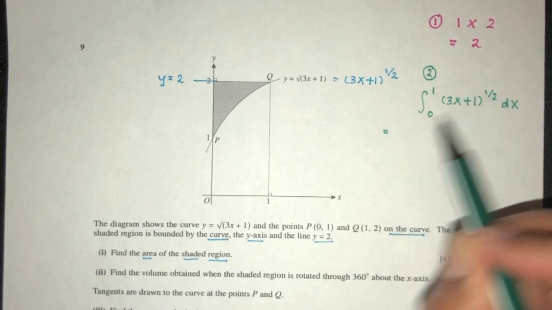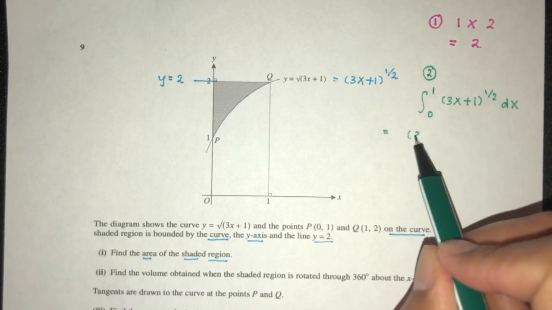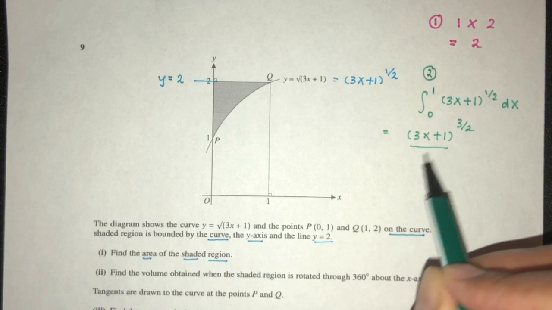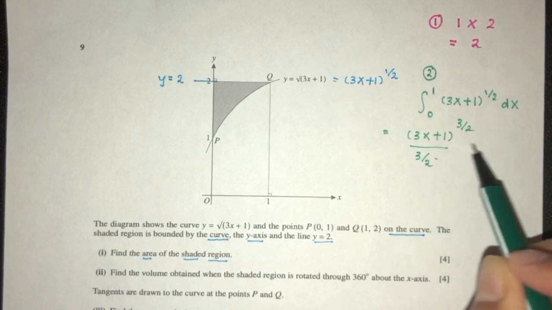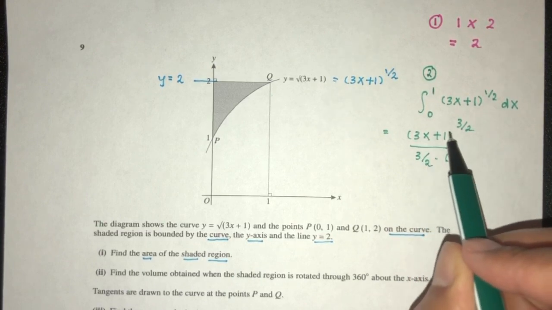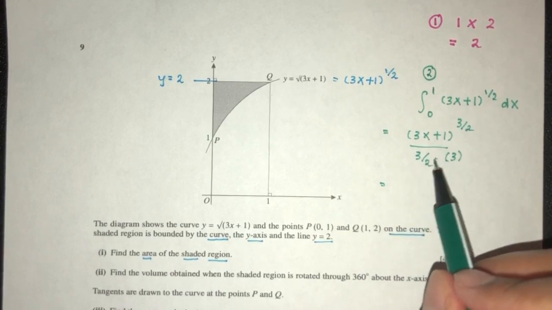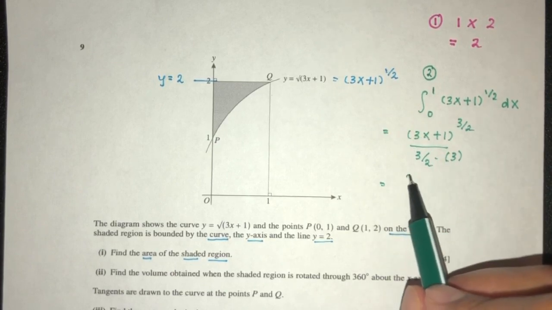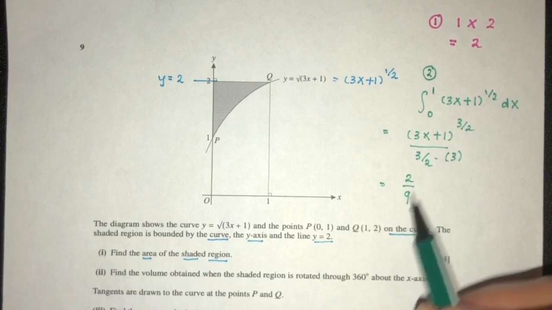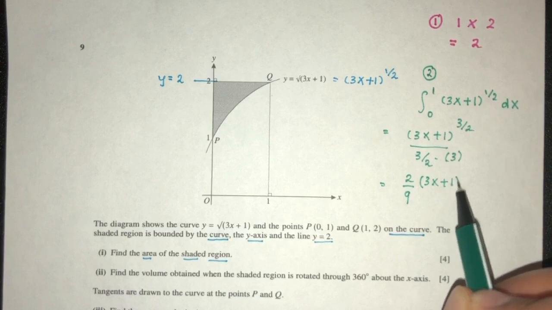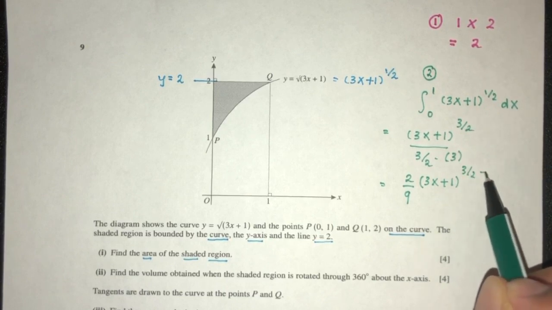So one by one, this is simple integration. You first have to increase the power by 1. That will be 3 over 2. Divide by the same power. And then divide by d by dx of the value inside. That should be 3. Simplify, you will have what? So 2 will go up. That will be 2 over 9. So 3 times 3 is 9. Times 3x plus 1, 3 over 2.